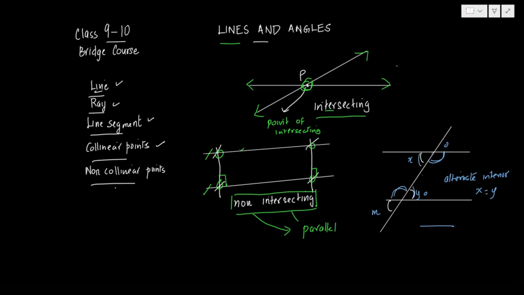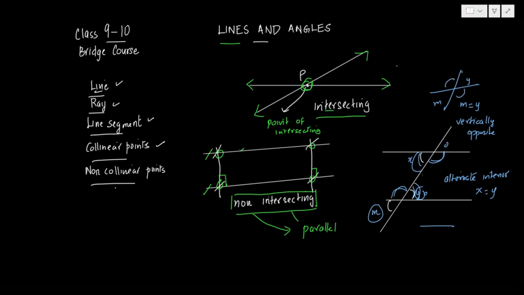They are on the inside, they are not on the outside, and they're on alternate sides of the transversal. That's why they call it alternate interior. And alternate interior angles are equal. Similarly, if you take angle M and angle Y, I'll just draw them separately. This is M, this is Y. They are equal to each other, and they are called vertically opposite angles.